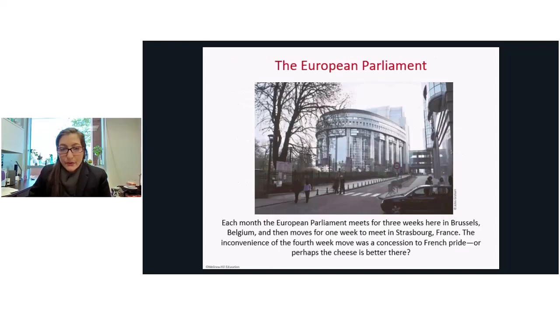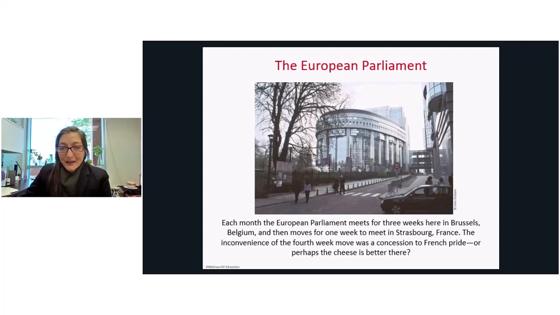Each month, the European Parliament meets for 3 weeks, actually in this building pictured in this graphic in Brussels, Belgium, and then for another week they move to Strasbourg in France. That inconvenience of the 4th week was maybe a concession to French pride, or maybe we can write it off just to being better cheese and better wine in France.